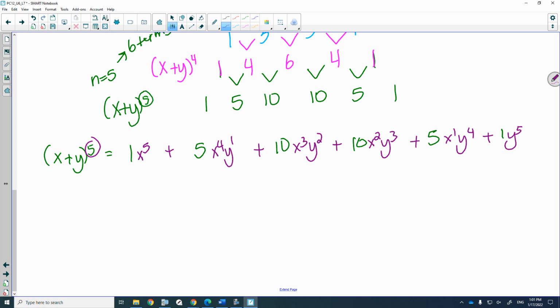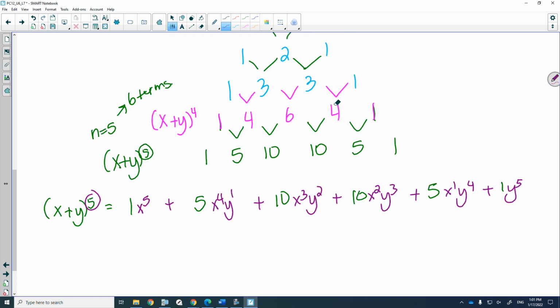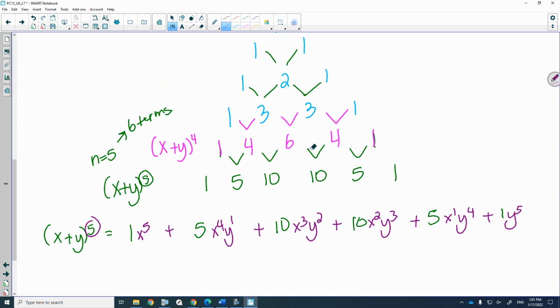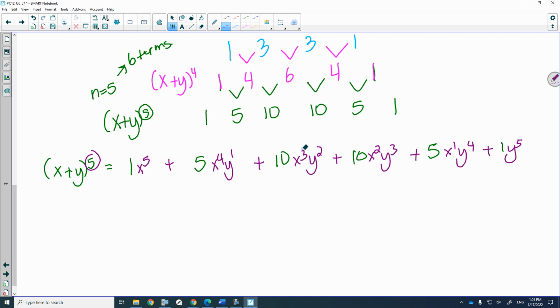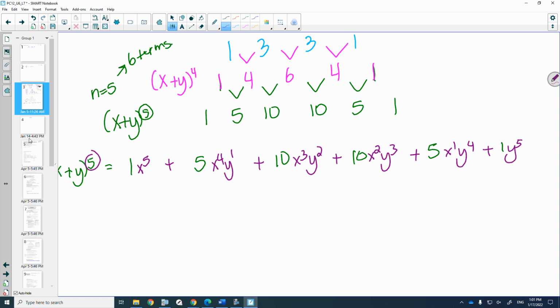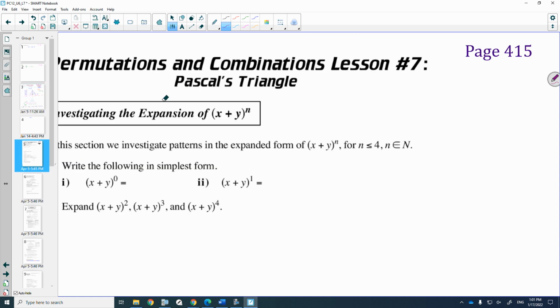And we did that using these numbers here, which is going to be Pascal's triangle, and then we used our pattern. So that's how quickly you're able to do that. Okay, now you can move back to the book, and we'll fill in the book.